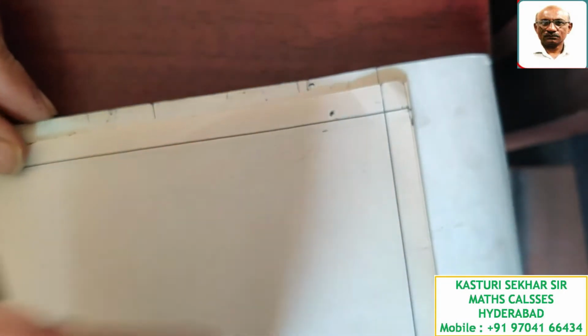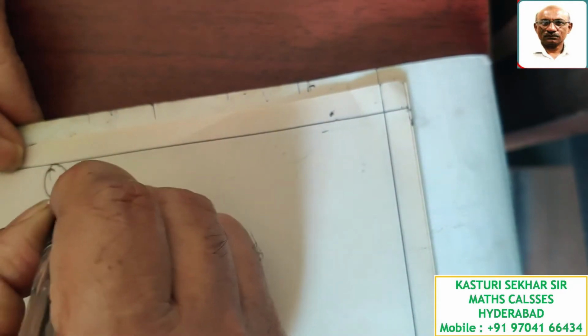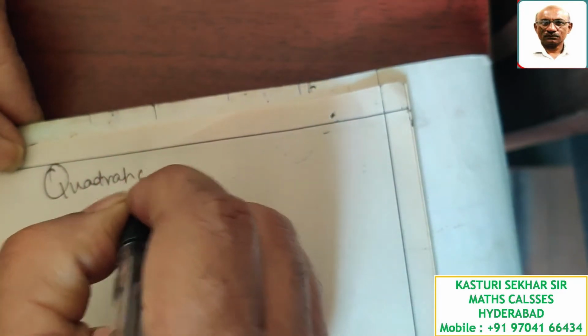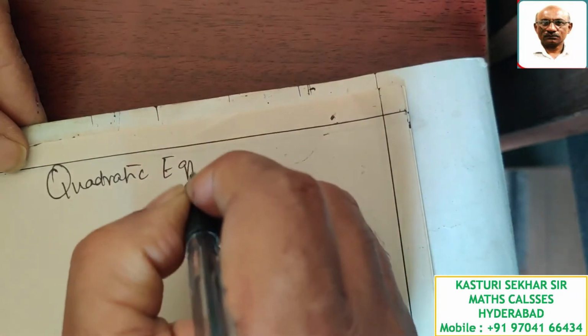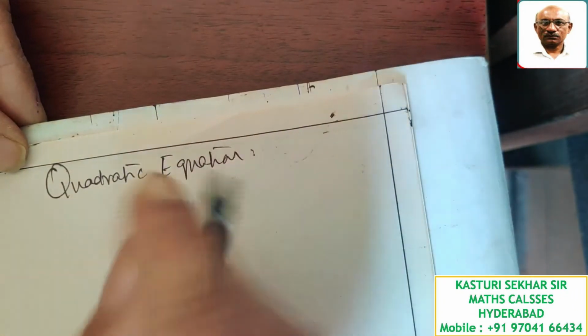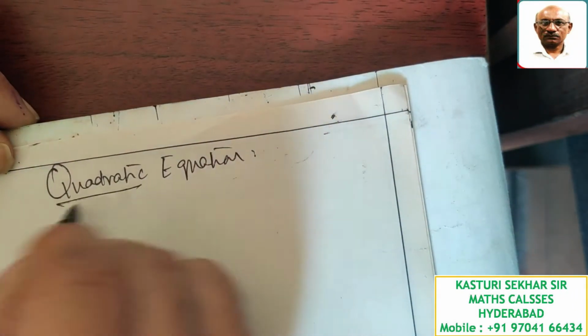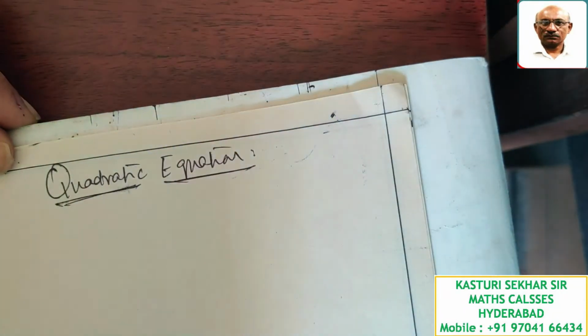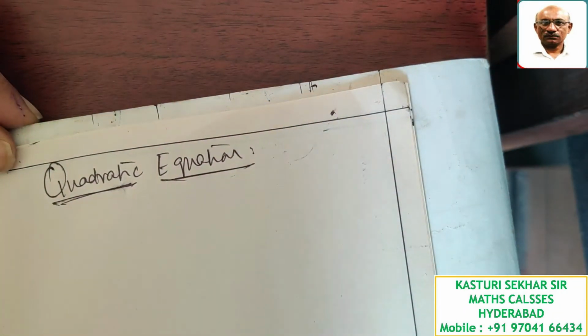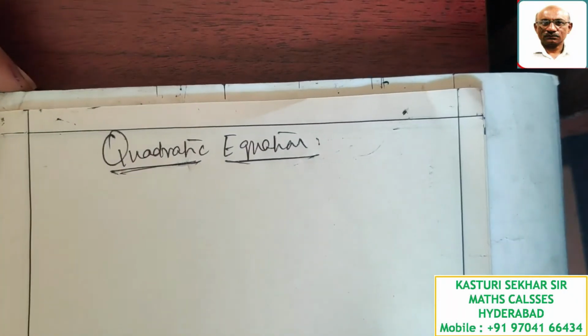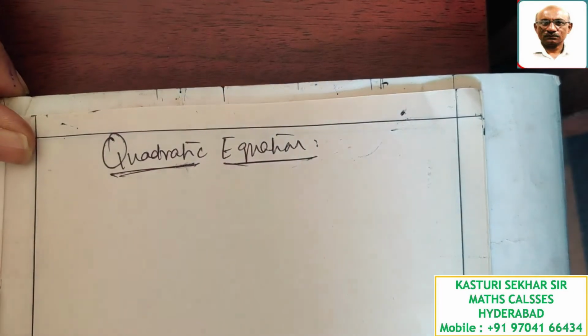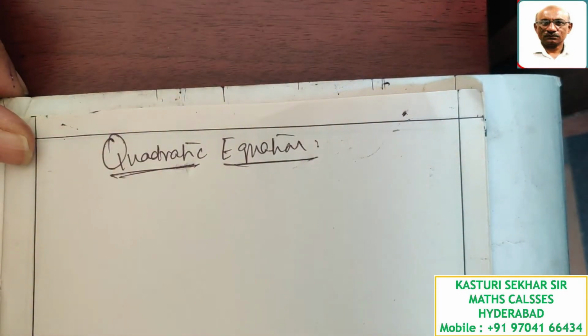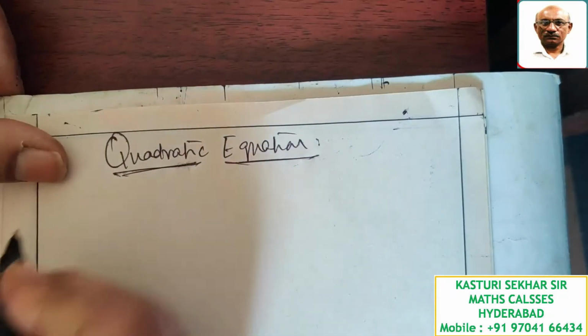Now, sir, let us enter into the next concept, which is quadratic equation, the second degree equation. In the previous videos, we discussed first degree equations, that is, linear equations with one variable and linear equations with two variables, and also some numerical problems based on them. Let us see quadratic equation.